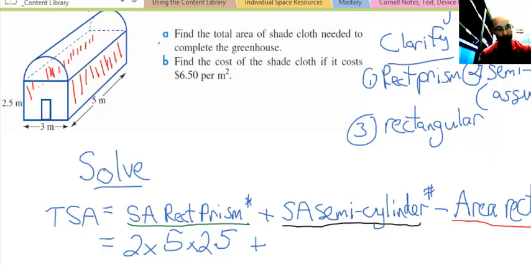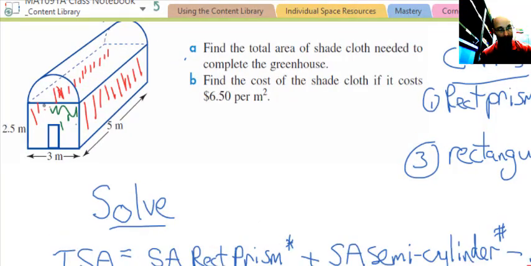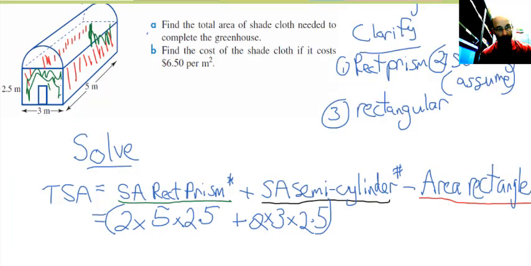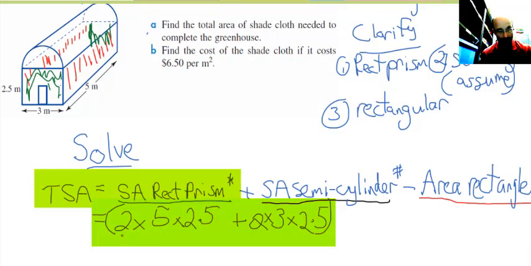And then the front and the back, which that's in green there. This one at the back, it's hidden detail there. And we have two of them. 2 times 3 by 2.5. Alright, so that there is the first bit. We've got the prism.